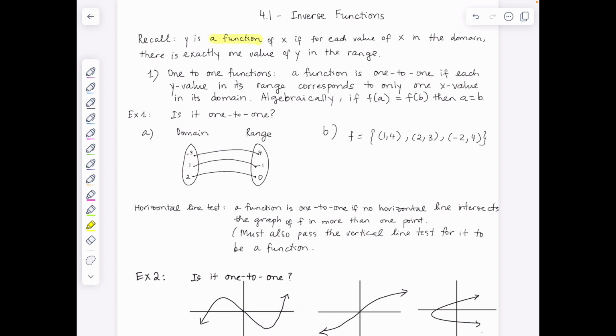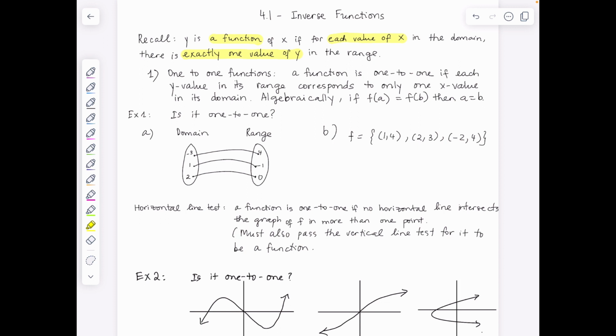Y is a function of x if for each value of x in the domain there is exactly one value of y in the range. So what it means is each value x can only map to exactly one value y.